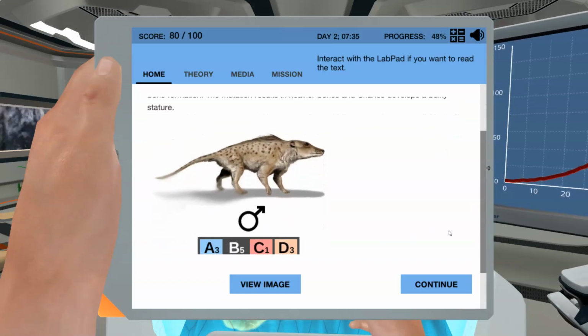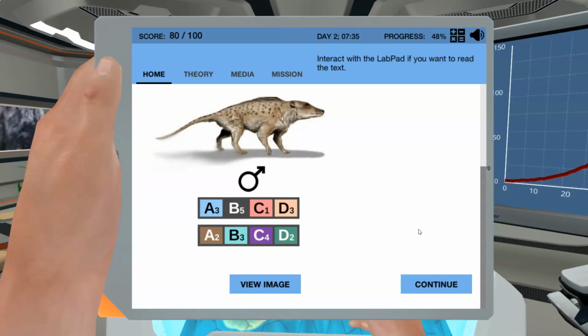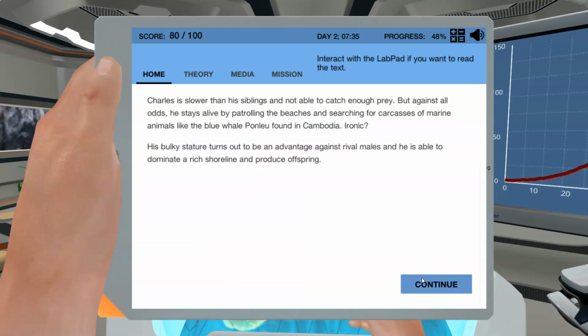Charles's mutation leads to abnormally high activity of an enzyme that is responsible for bone formation. The mutation results in heavier bones and Charles develops a bulky stature. Charles is slower than his siblings and not able to catch enough prey. But against all odds, he stays alive by patrolling the beaches and searching for carcasses of marine animals like the blue whale found in Cambodia.